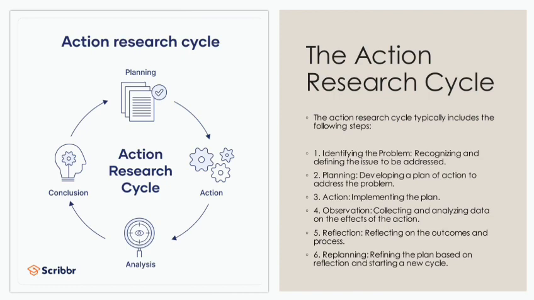Then we observe. We collect data and monitor the effects of your interventions. This involves keeping a close eye on how things are progressing and gathering relevant information. Then we reflect. You analyze the data you have collected, reflect on what has worked, what hasn't and why. Use this insight to refine your action plan for the next cycle. The cyclic process means it is repetitive, allowing for continuous refinement and improvement.